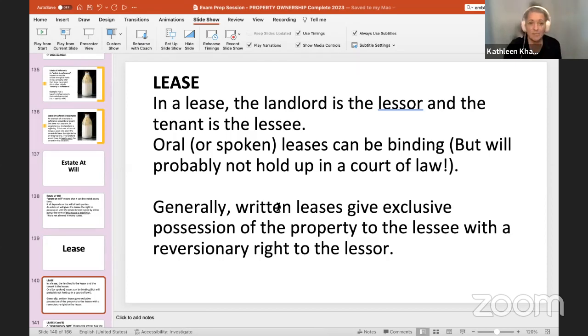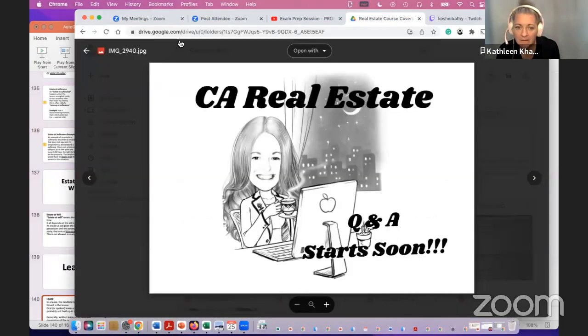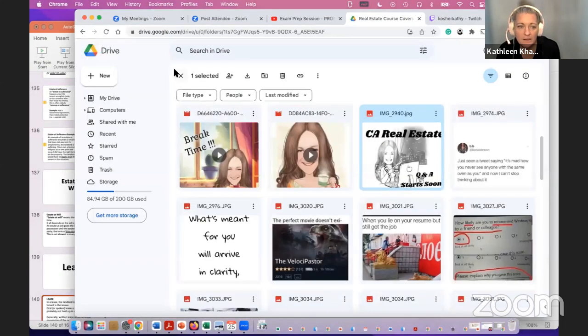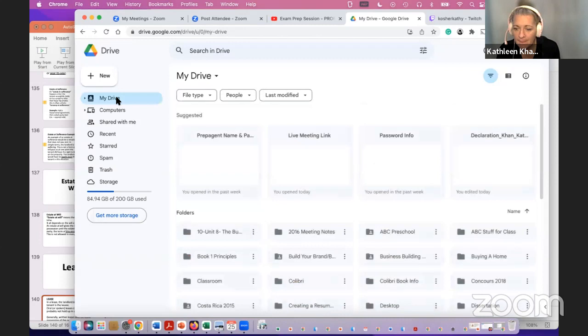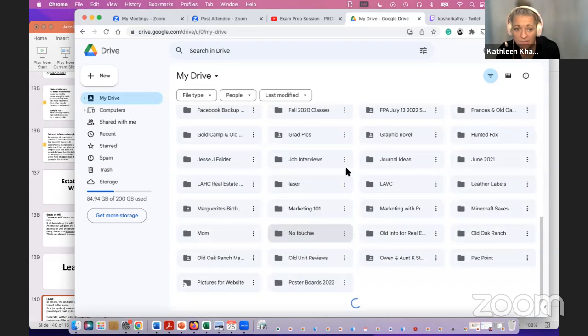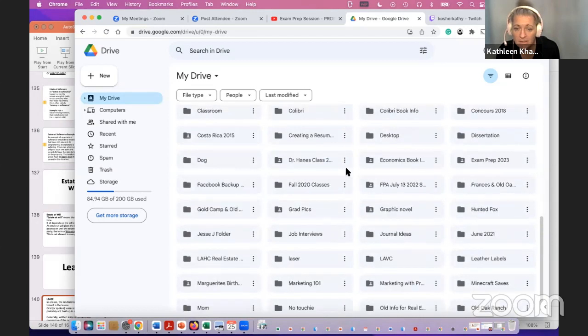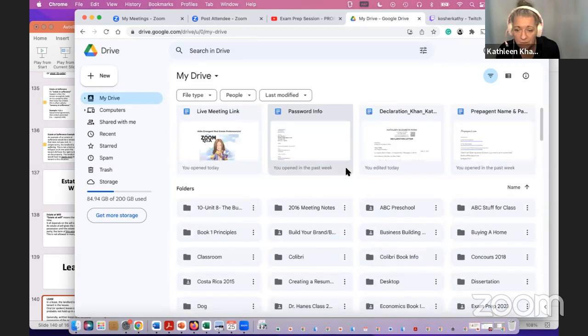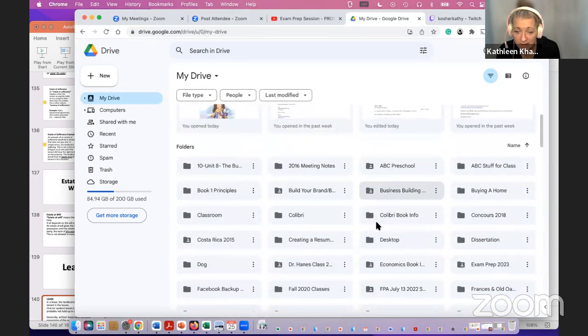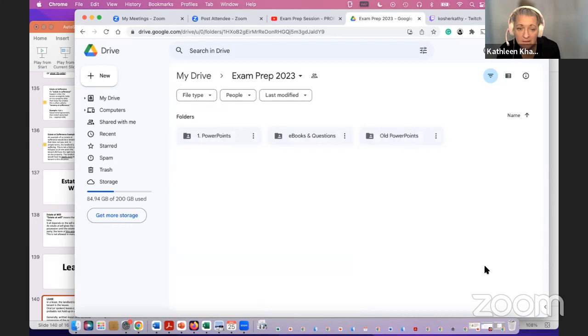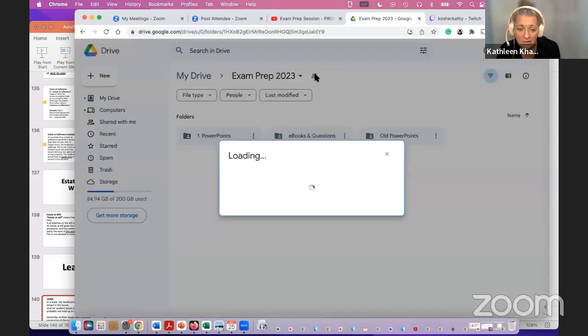And we will come back to this, but as a side note, ladies and gents, and everybody above and beyond, let's go back in here to the drive. Let's look at our Google Drive together so that you are prepared. And if you want to surpass me, you can. Exam prep 2023. I will put this in here.